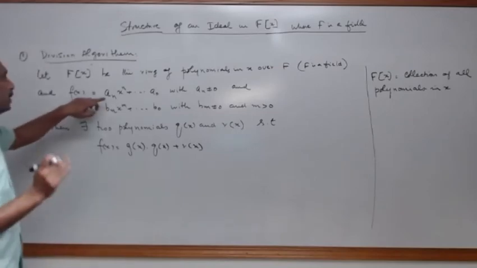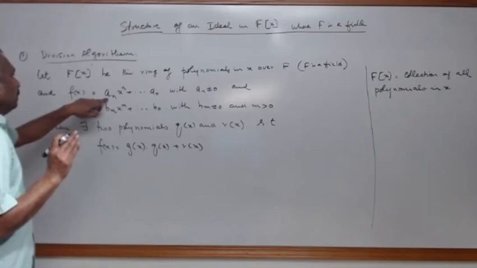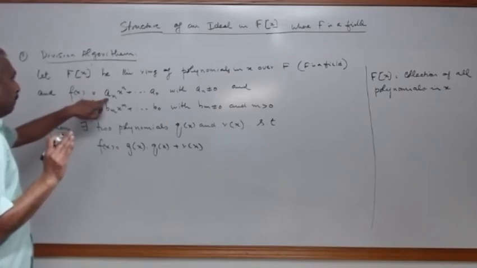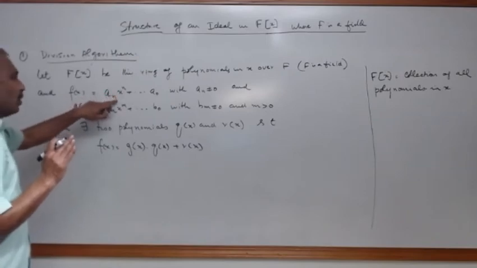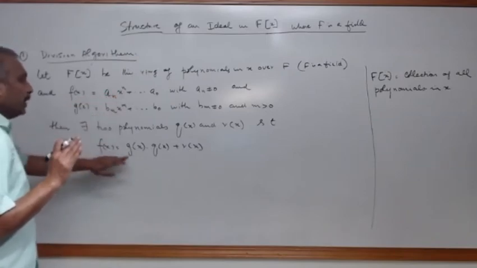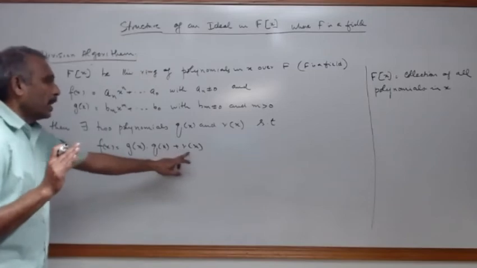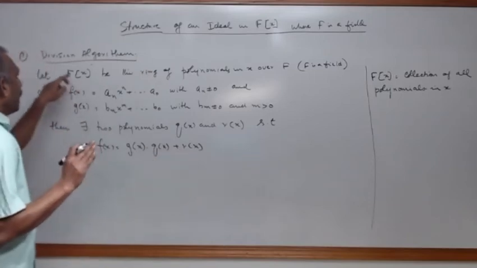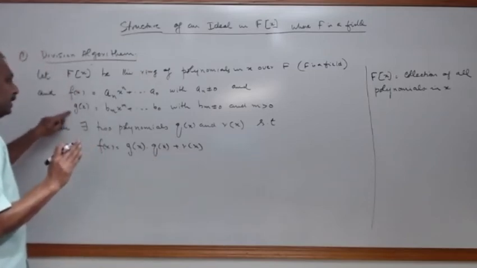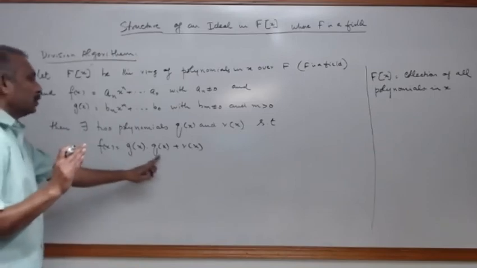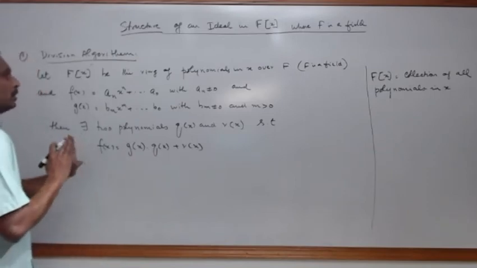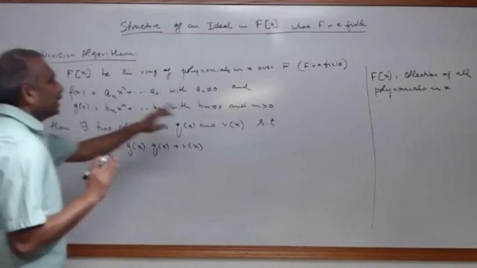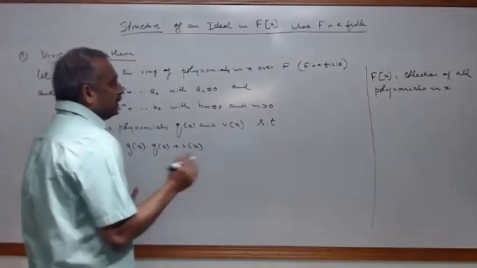We are not assuming the degree of f of x to be anything. If this is 0, then q of x will be 0 and r of x will be 0. And if it is less than this, definitely q of x is going to be 0 and r of x is going to be f of x. So we are just assuming that m is greater than 0.